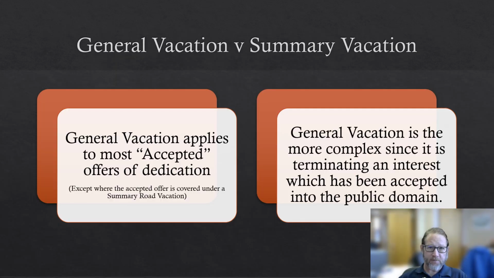There are 2 types of road vacations, a general vacation and a summary vacation. A general vacation applies to most offers of dedication, except those offers of dedication that are specifically enumerated under a summary road vacation. Most of your accepted offers of dedications that have to do with roads are going to be general vacations.